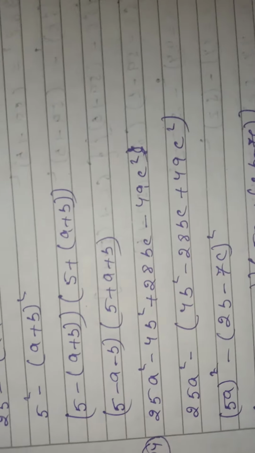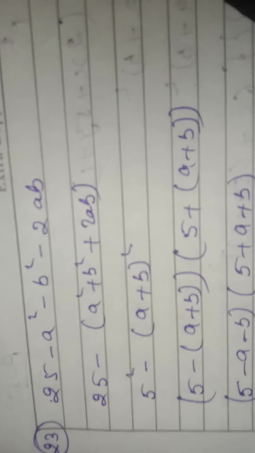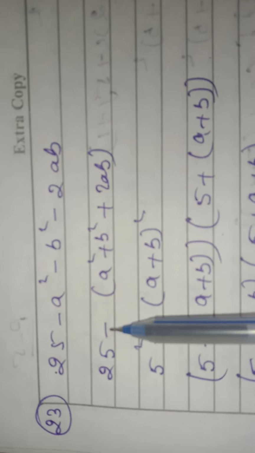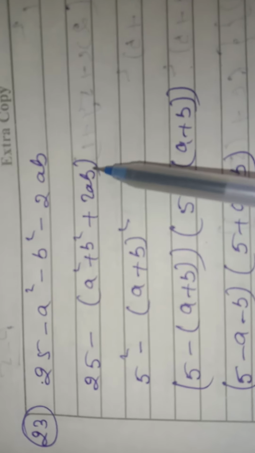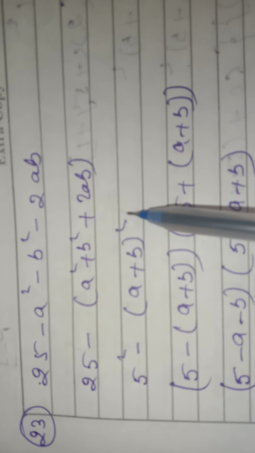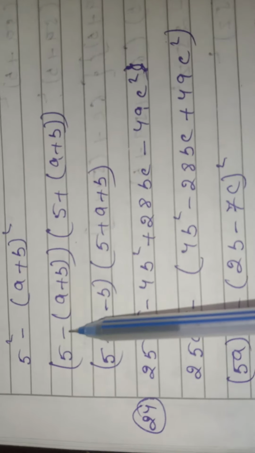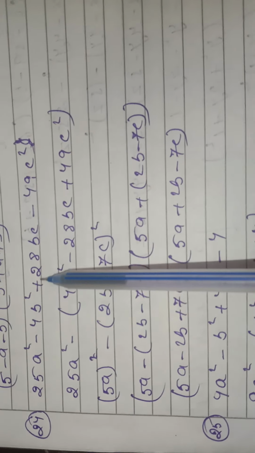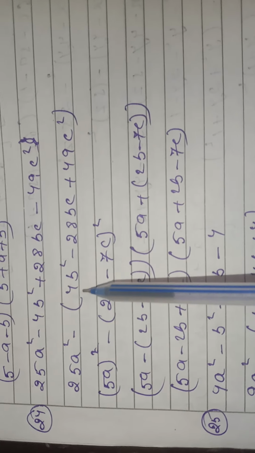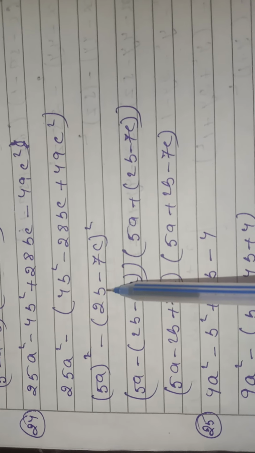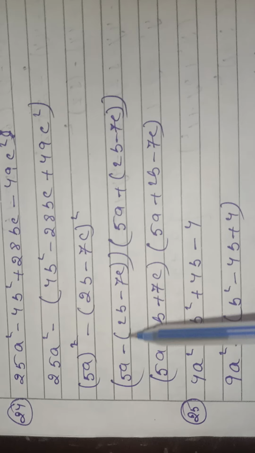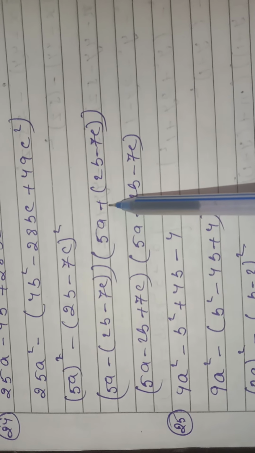Here also you see. Question number 23. What is common here? That is minus a square, b square, 2ab. Formula for a plus b whole square. One time minus, other time plus. Here also you see these three common, taken out common. This 2b, that means 2a, minus is here 49, that means 7c. Now one time minus, other time plus.